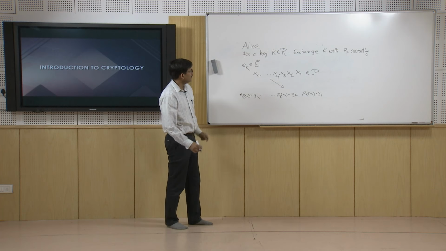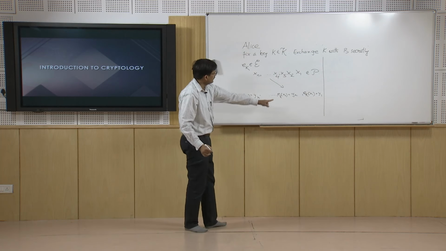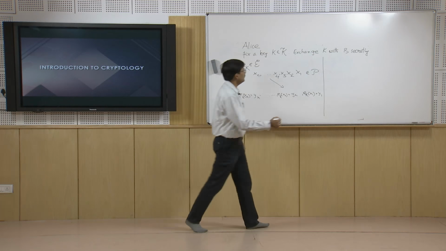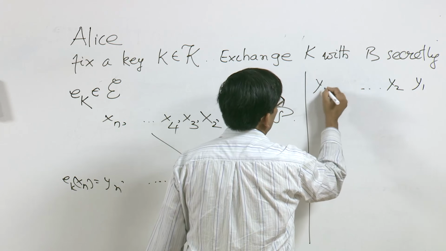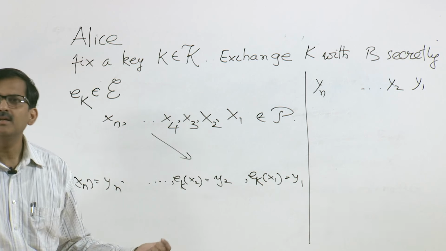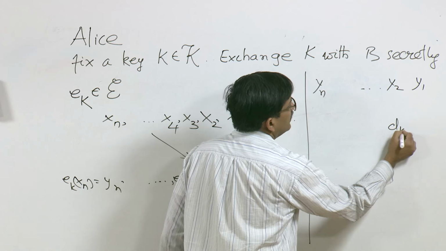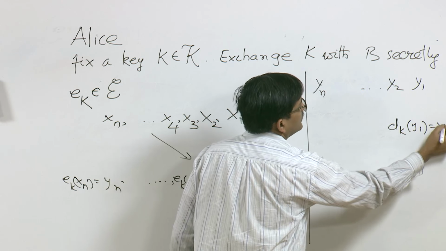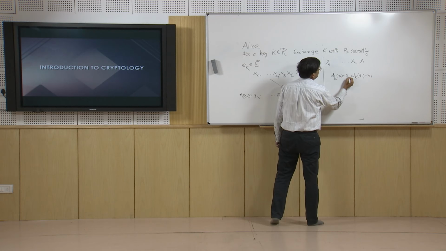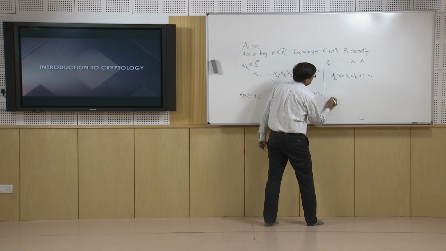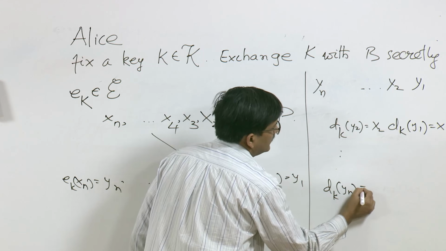On the side of Bob, here Bob receives a sequence y1, y2 and so on up to yn. He knows the key, therefore he knows dk, therefore he applies dk to y1 to obtain x1, dk to y2 to obtain x2 and so on. Eventually he applies dk to yn to get xn.